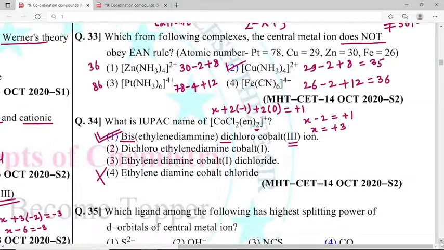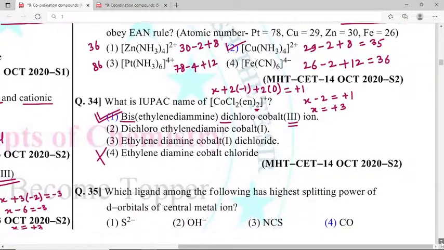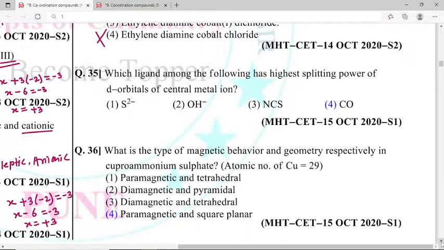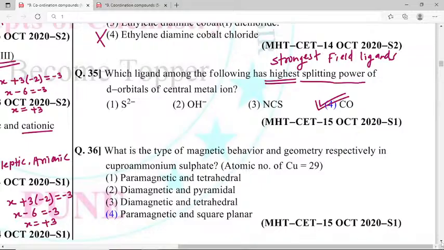Bis stands for 2. Get it? Which ligand among the following has the highest splitting power of d orbitals? Highest splitting of d orbitals means strong field ligand. Always remember, the strongest field ligand. Among all these ligands, carbon monoxide is the strongest field ligand. Always remember, carbon monoxide.